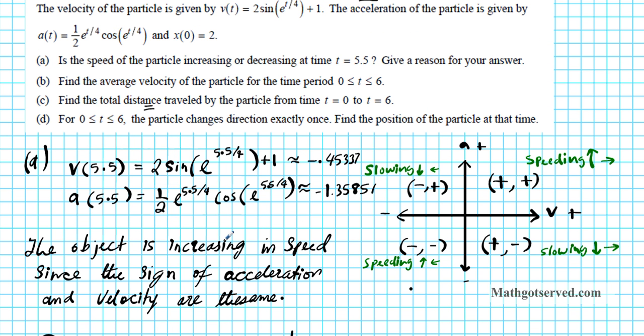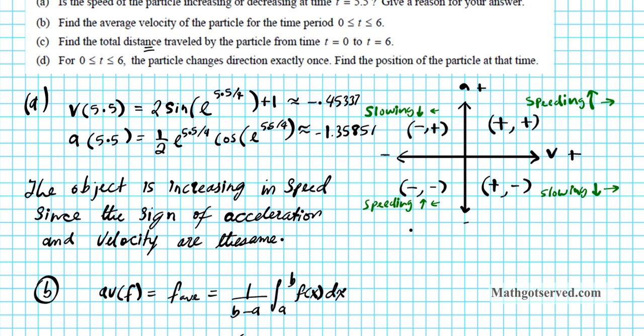All right, let's take a look at the D part. For the D part, it says for 0 to 6, the particle changes direction exactly once. Find the position of the particle at that time. If a particle changes direction from left to right or right to left, it must come to rest at the point in time where the particle changes direction.